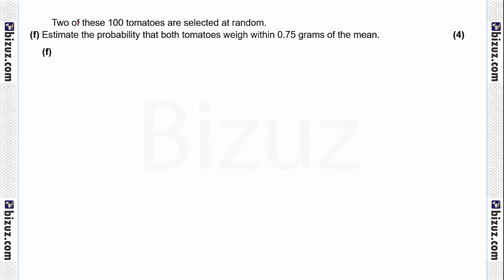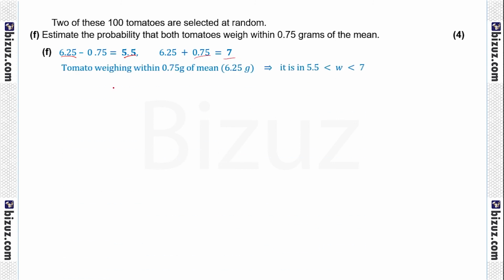All right. Next part. 2 of these 100 tomatoes are selected at random. Estimate the probability that both tomatoes weigh within 0.75 grams of the mean. So within 0.75 grams of the mean. So first, let's find the lower and upper bound. So 6.25, that's the mean. Minus 0.75, we get 5.5. Plus 0.75, we get 7. So the tomato weighing within 0.75 grams of the mean means that it's within this interval, 5.5 to 7.